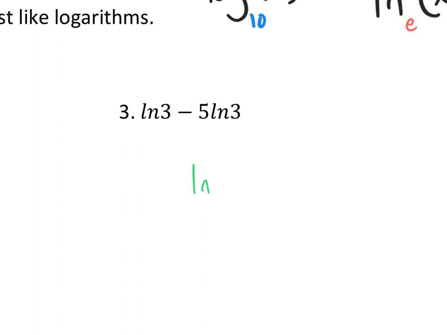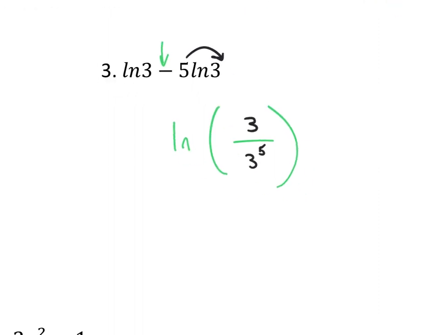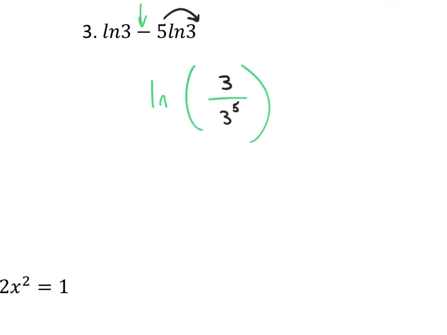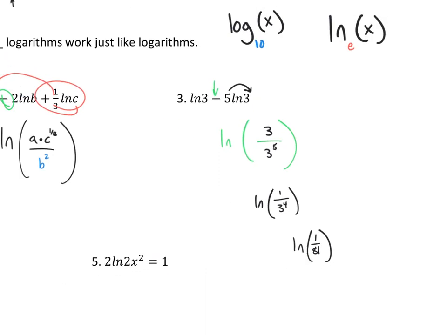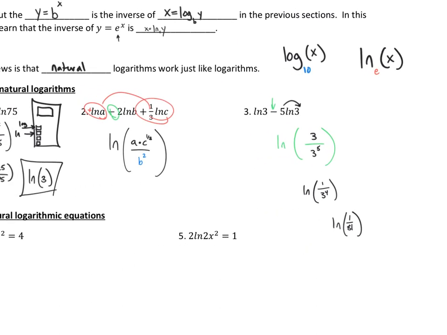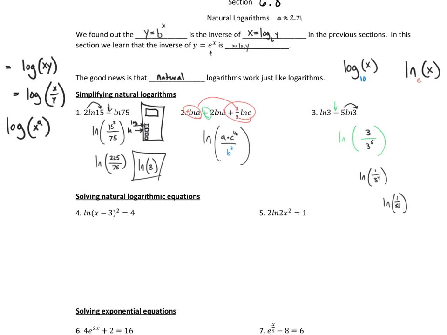So when I go to condense this one, I see that I've got a subtraction sign, so I know there'll be division. And then it's the 3. And then this is 3 to the 5th power. And 3 over 3 to the 5th would simplify to 1 over 3 to the 4th. And 3 to the 4th is 81. So that's using properties of logarithms to simplify natural log expressions. We'll need those skills coming up to help us solve equations.